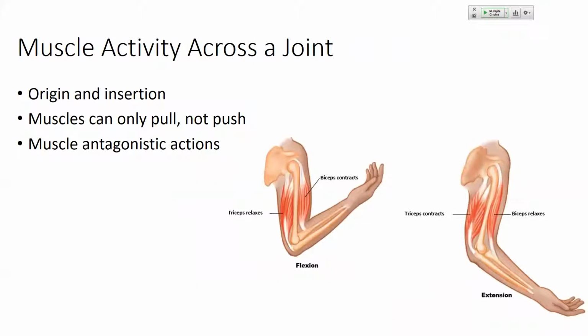We also know about origins and insertions, and as a result, muscles are pulling and not pushing. Okay, so a muscle is fixed at its point of origin, and then it's mobile at its point of insertion, which brings about those actions that we're talking about. So flexion, extension, and so on. So a muscle can only pull, but it cannot push.